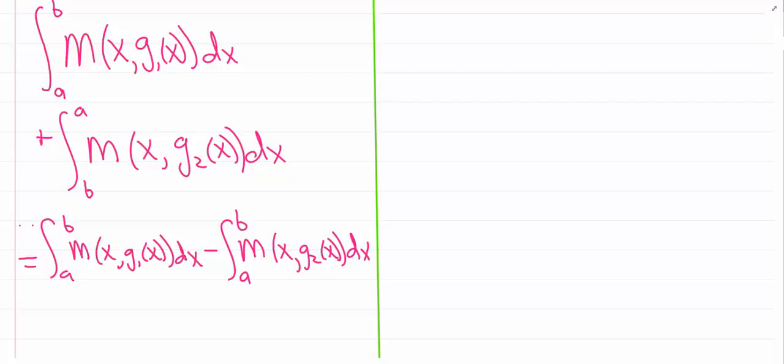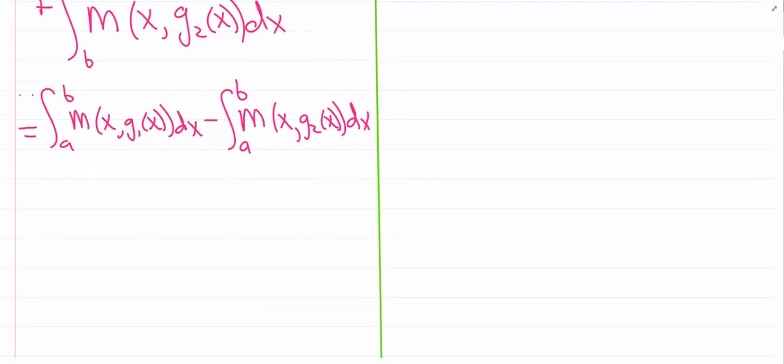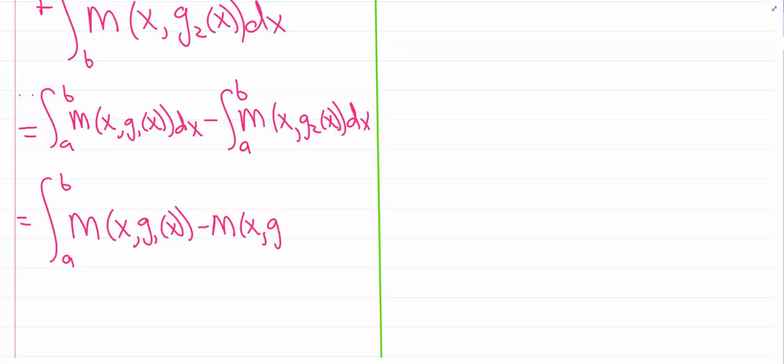Okay, now I can of course put these together, because in both integrals I'm going from A to B, and I can put them together as one integral. There's nothing to stop me now. So I've got the integral from A to B of M(x, g1 of x) minus M(x, g2 of x), all this dx. We just got a regular integral here. Okay. Any questions about that?